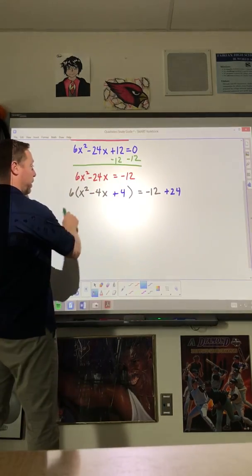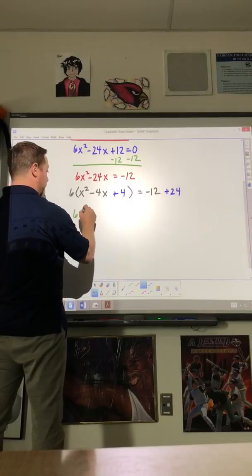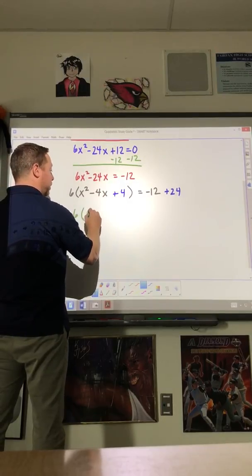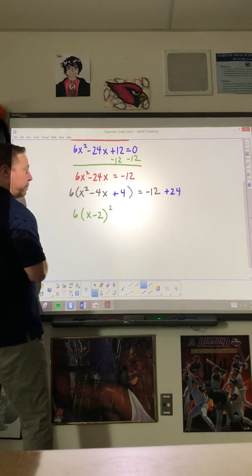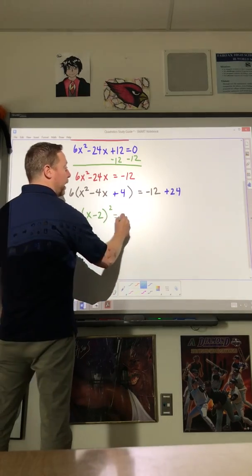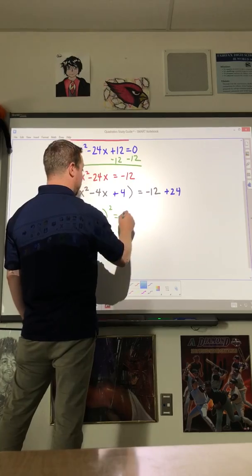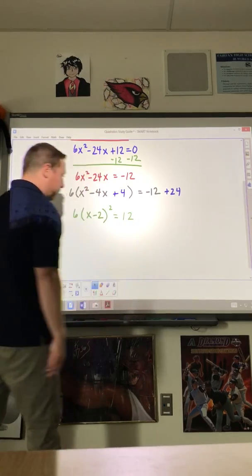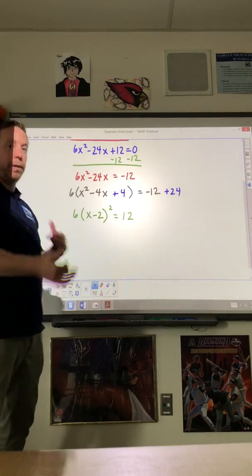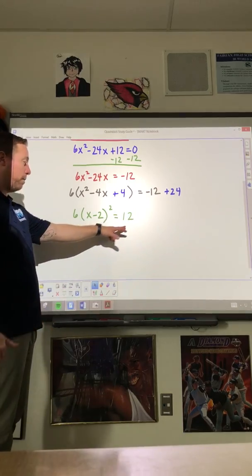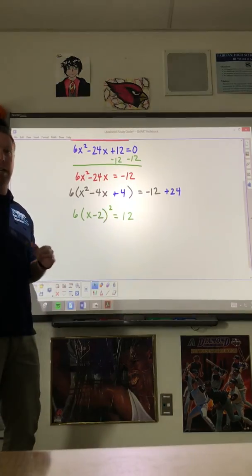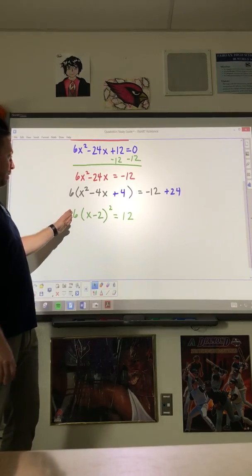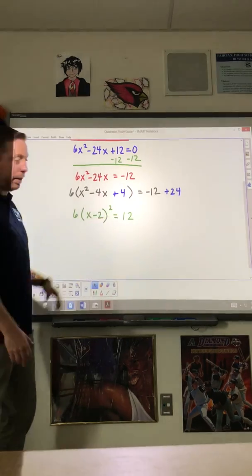All right, so what I have left over here, 6, this is going to factor to be x minus 2 times x minus 2. So I'm going to write it as x minus 2 squared. And equal, over here, negative 12 plus 24 is positive 12. If the directions asked me to rewrite this equation in vertex form, I would bring my 12 back so that everything was on the same side, but it didn't. Since it asked me to solve, now what I need to do is get everything away from x.